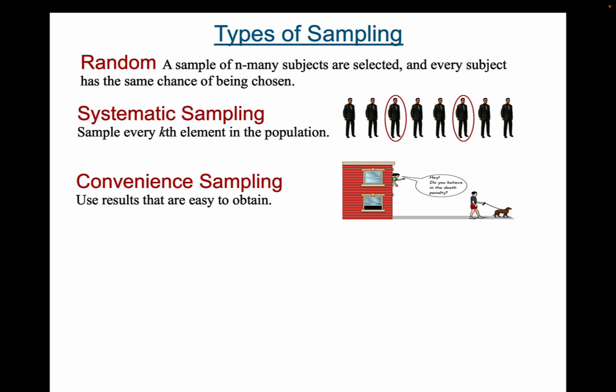Convenience sampling is when you're using results that are easy to obtain. So here this lady is yelling out her window, "Hey, do you believe in the death penalty?" to this man walking his dog. That's convenience sampling, and whatever she obtains from that sampling method, she should only use as a projection on how this man felt about the death penalty at that time while walking his dog.